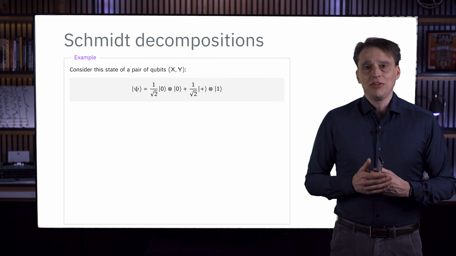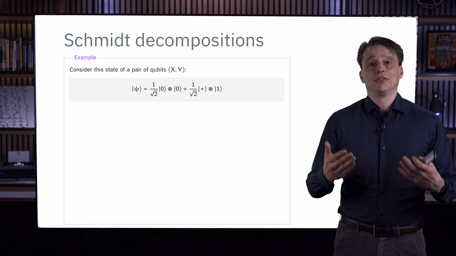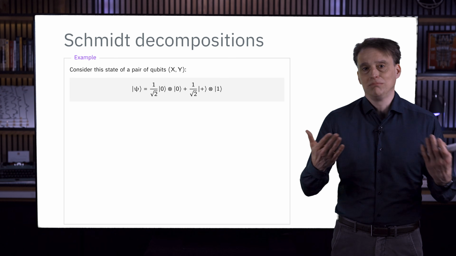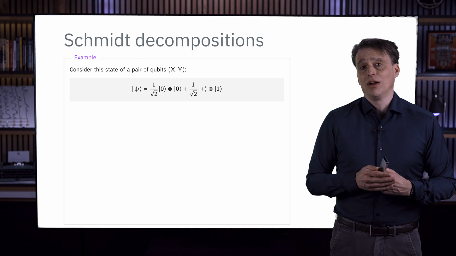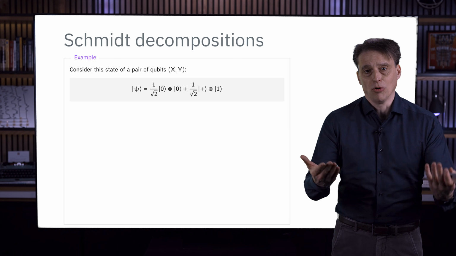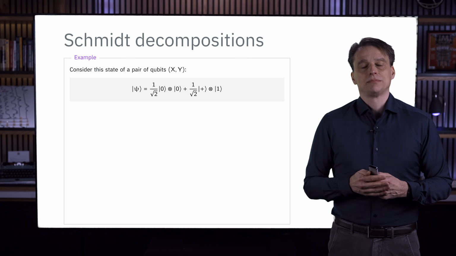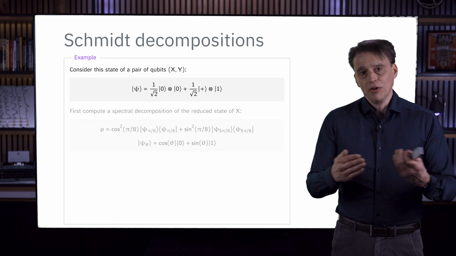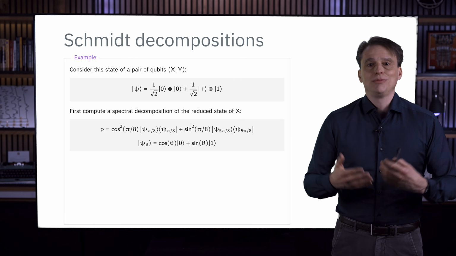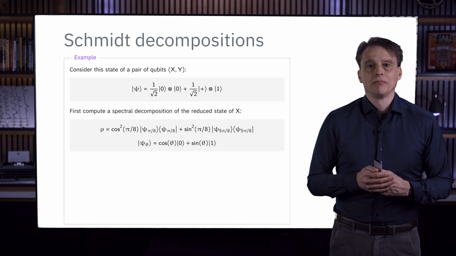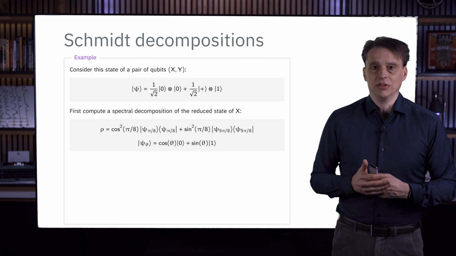As an example, let's consider this quantum state vector, which we obtained as a purification of the density matrix example that we keep coming back to. It isn't a Schmidt decomposition because the 0 and the plus states aren't orthonormal, but we can find one using the procedure that I just described. The first step is to compute a spectral decomposition for the reduced state of x, which is that same example of a density matrix. And here's a spectral decomposition of it, which we saw back in lesson 9.